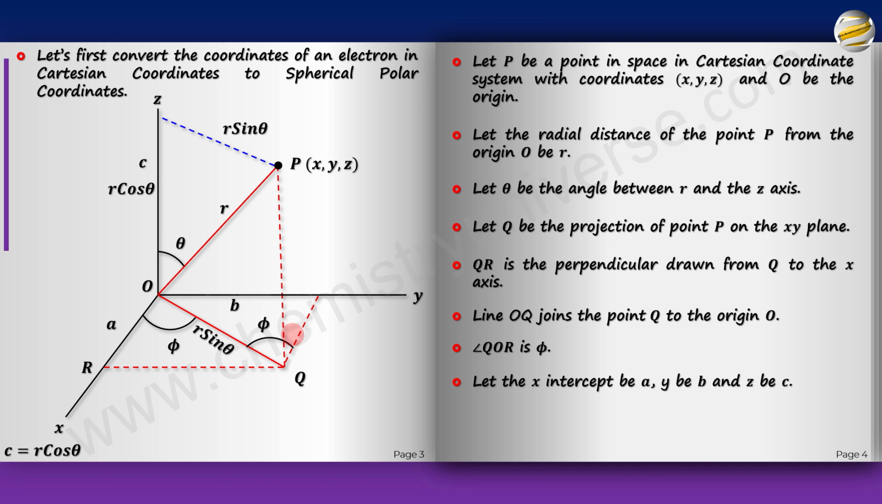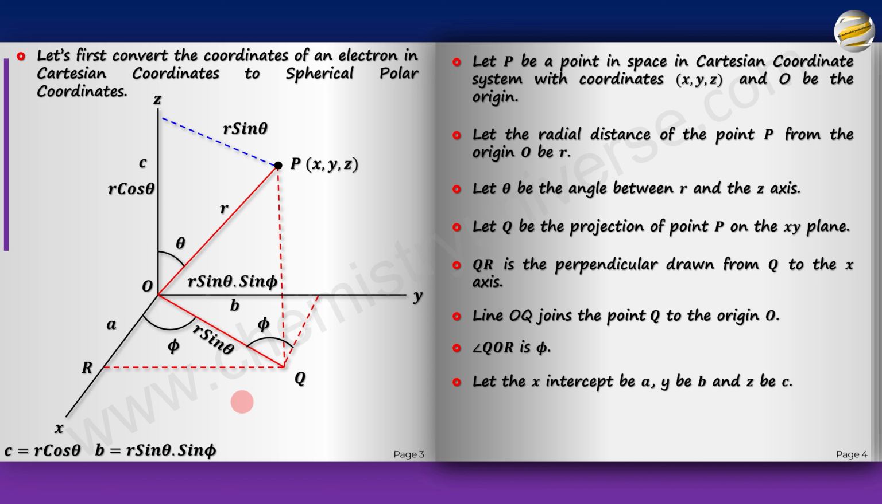Now just try to understand. If this is phi, what do you think would be B? Now for phi, B is the opposite side, right? So B upon the hypotenuse, which is r sin theta, should be equal to sin phi, because sin phi will be opposite side B upon the hypotenuse r sin theta. So what is B? B is r sin theta sin phi.